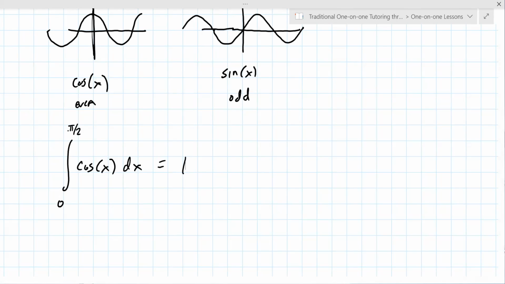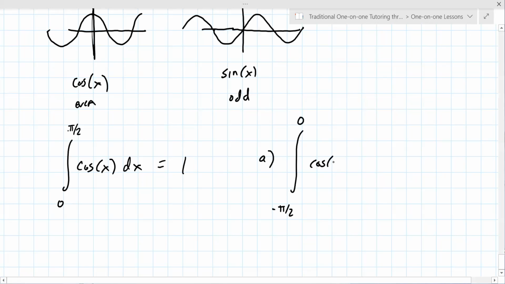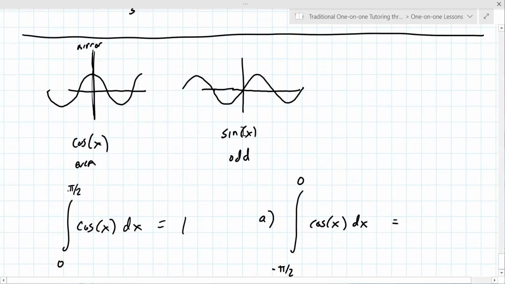Sorry, let me check this because your notes seem wrong, and I don't want to give you bad information here, from 0 to pi over 2. Okay, yeah, this is correct. All right, so now if I asked you part A, what's the integral from minus pi over 2 to 0 of cosine x dx, because it's even, what would you say?